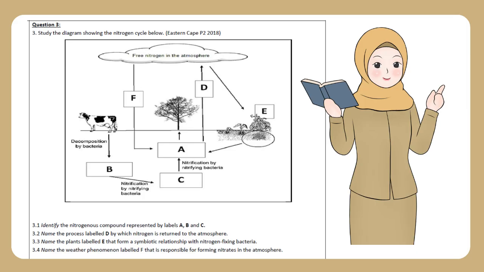Question 3. 3. Study the diagram showing the nitrogen cycle below. Eastern Cape P2 2018. 3.1 Identify the nitrogenous compound represented by labels A, B, and C. 3.2 Name the process labeled D by which nitrogen is returned to the atmosphere. 3.3 Name the plants labeled E that form a symbiotic relationship with nitrogen-fixing bacteria. 3.4 Name the weather phenomenon labeled F that is responsible for forming nitrates in the atmosphere.